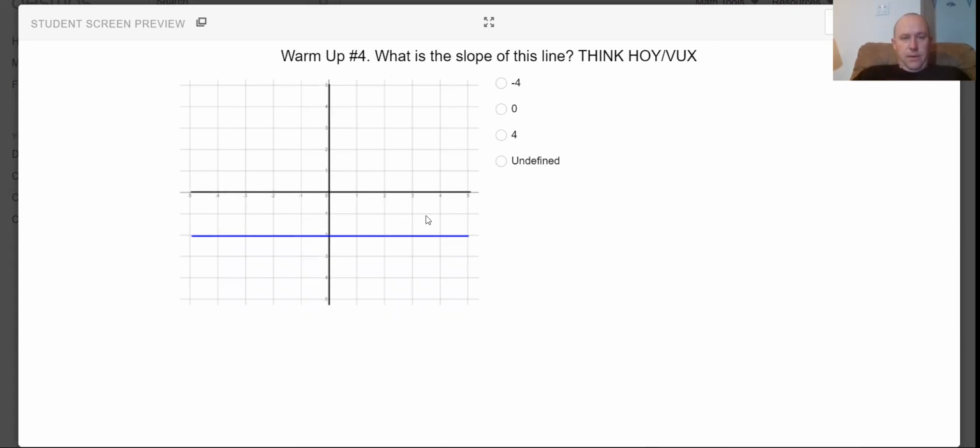What is the slope of this line? As I see my horizontal line here, I'm thinking about HOY. And you can see the middle thing isn't actually an O, it's actually a 0. So there's a slope of 0. What is the equation of this line? Well, same sort of thing. If I go back to this equation, I'm looking at HOY again because it's a horizontal line. So I know it's y equals, and then just look which number it goes through. So -2. So I'm going to pick this one.